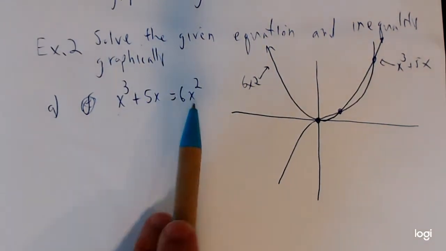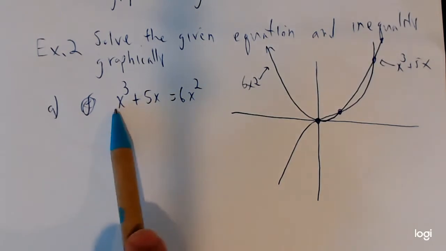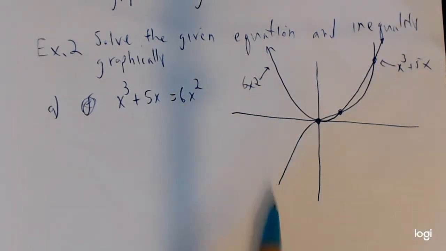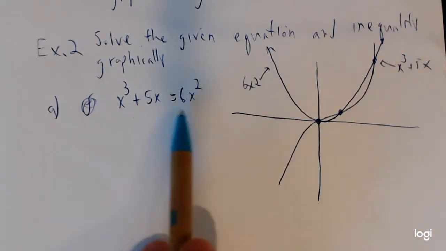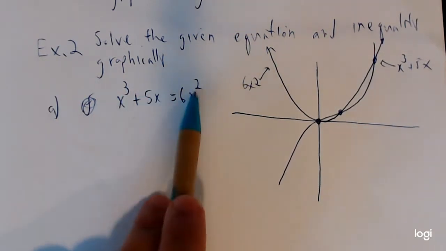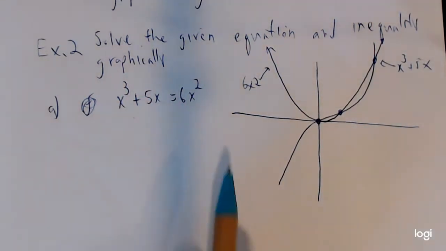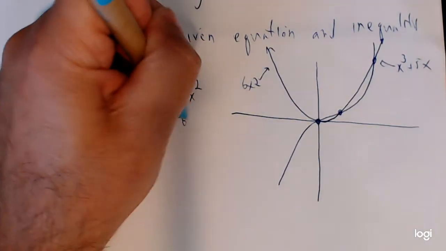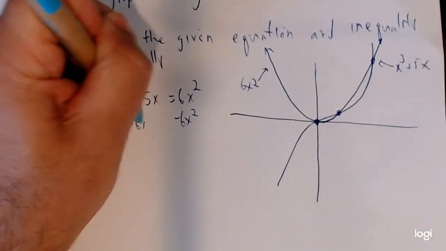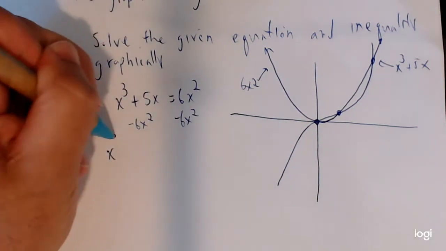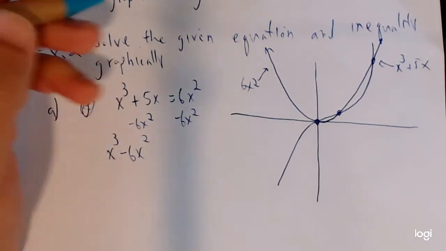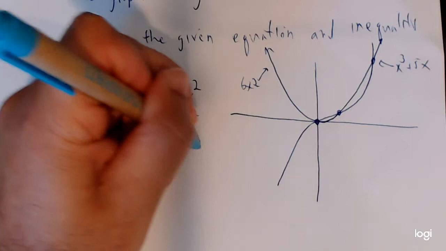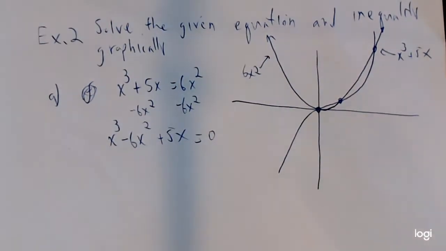And if you think back to last year and I gave you this equation and said, hey, solve this, what would you do? You would probably solve by factoring because you see the x cubed, the x's, and the 6x squared. So to solve this by factoring, we need to take everything to one side. If I subtract 6x squared from both sides, I get x cubed minus 6x squared plus 5x equals 0. So now I start factoring.